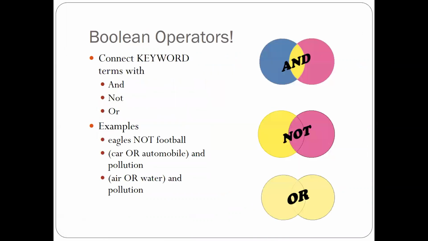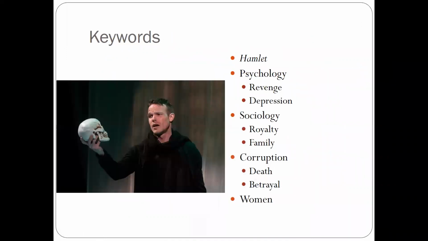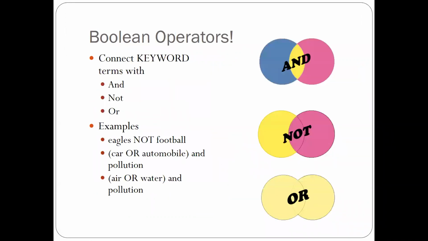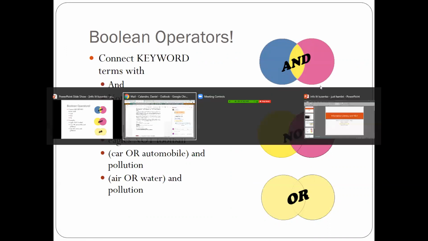That's where your Boolean operator AND is going to come in. AND is going to say, I want articles about Hamlet and depression and Ophelia, or Hamlet and revenge and, well, Hamlet, okay? Or Claudius or Polonius, whatever it may be, okay? So that's what AND is going to do. It's going to help you narrow down your articles that you receive to get them more specific and on your topic, okay? Let's go ahead and take a look at those in action.